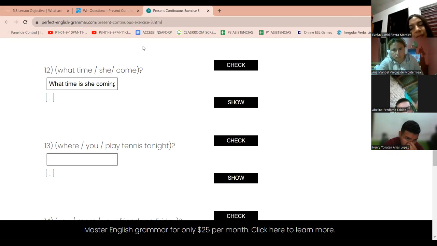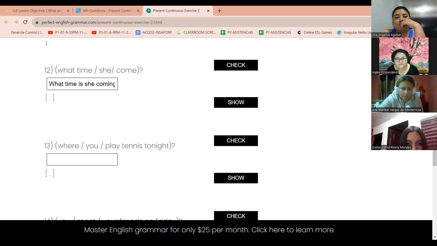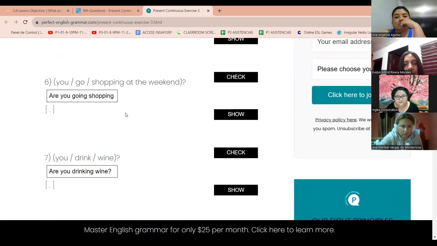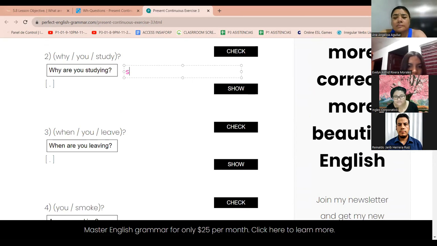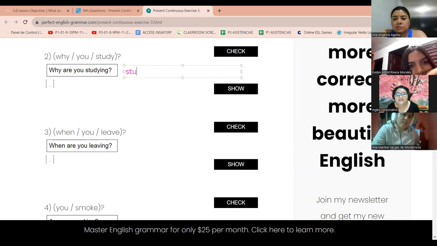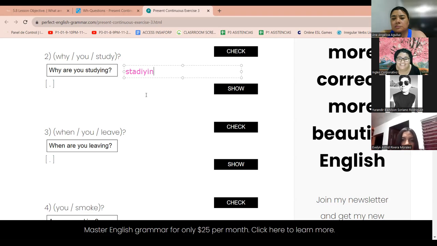Sí, me es difícil la pronunciación, por ejemplo, de stop, cuando es ING con la I, con la Y. Ah, studying. Ajá. La pronunciación. Studying. A ver. Aquí tenemos el studying. Okay, decimos algo así como está, pero ese yin no es pronunciado como yin, right? Sino que está bien. Yes.